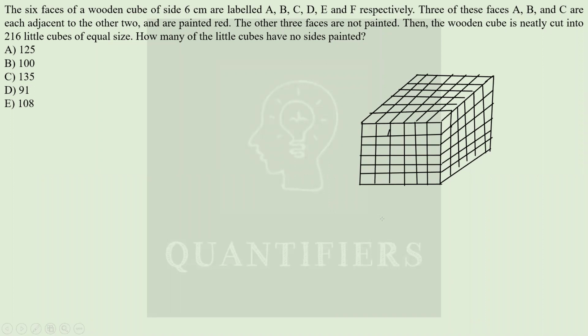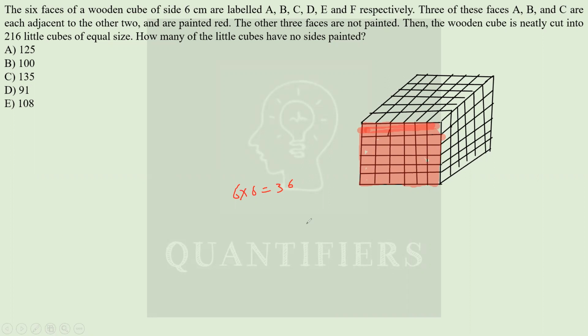Now see, what I'm doing is I'm coloring any one of the faces. So let's say I'll color this face with red color. Now you can see in one face there are 36 cubes. In one face there are 6 into 6, 36 cubes. So let me write it here. 6 cross 6.